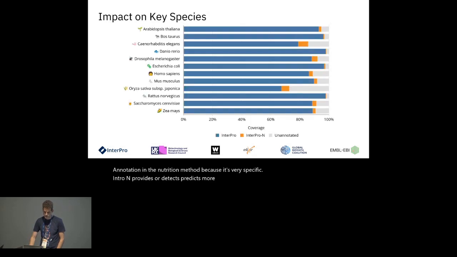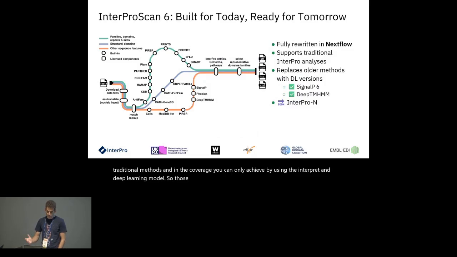And if you look at some key model organism species, it's the same. In dark blue, you have the coverage of InterPro using the traditional methods, and in orange, the coverage you can only achieve by using the InterPro N deep learning model. Those annotations are available on the website, download FTP and REST API, but they are not yet available in InterProScan, which is a software that is used to characterize sequences.